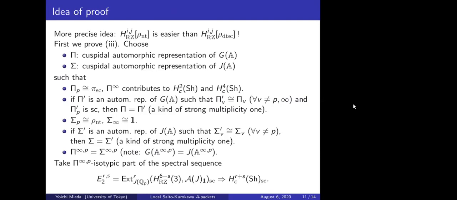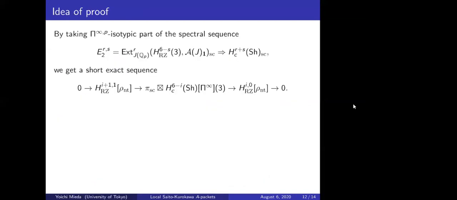So let's take the pi infinity p isotypic part of this spectral sequence. Because this extension group vanishes unless r is 0 or 1, and by using the strong multiplicity one property, we get such an exact sequence. And by assumption, the middle term vanishes unless i is equal to 2 or 4. So we need to determine this exact sequence when i is 2 and 4.